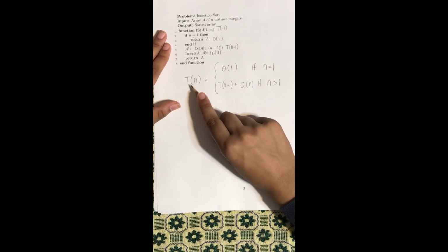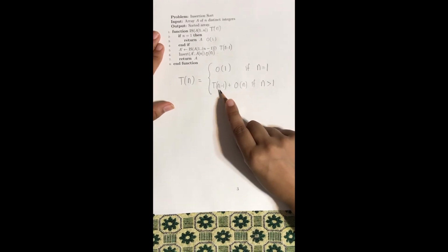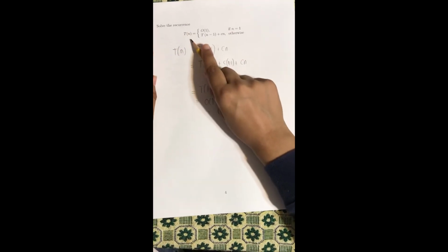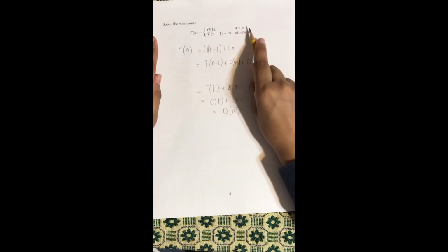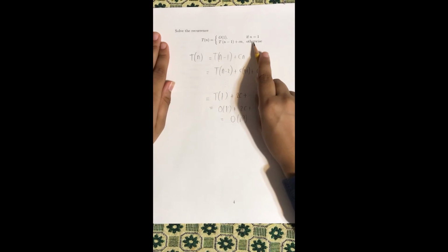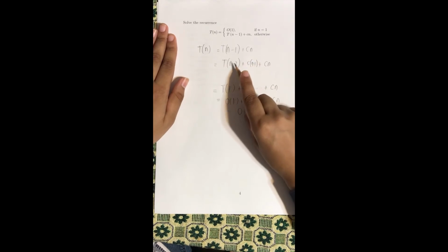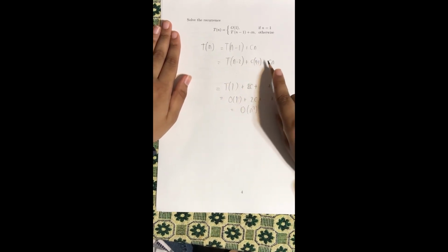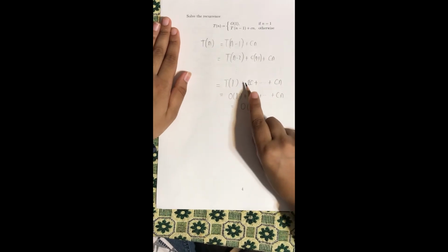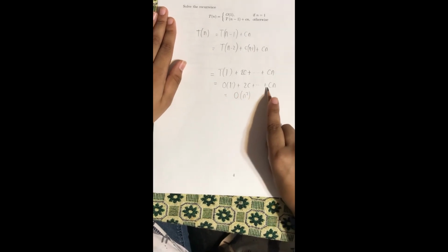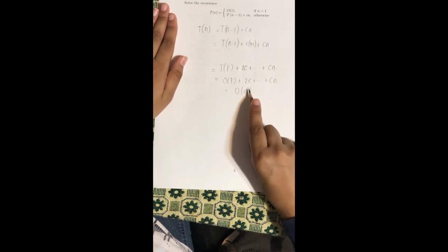So as a whole, t of n is equal to O of n if n equals 1, and if n is bigger than 1, it takes t of n minus 1 plus O of n time. Okay, now let's solve the recurrence. T of n equals O of 1 if n equals 1, and equals t of n minus 1 plus cn otherwise. So t of n is equal to t of n minus 1 plus cn, which we can expand into t of n minus 2 plus c times n minus 1 plus cn, which goes all the way to t of 1 plus 2c plus all the way to cn, which is equal to O of 1 plus 2c plus all the way to cn, which is equal to O of n squared.